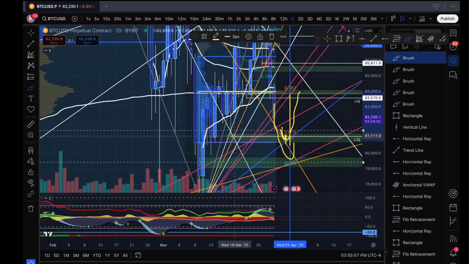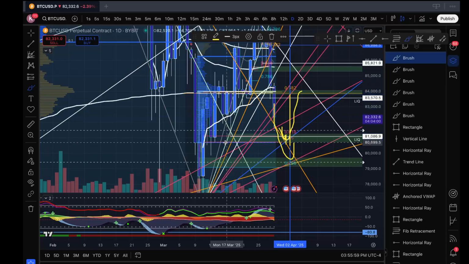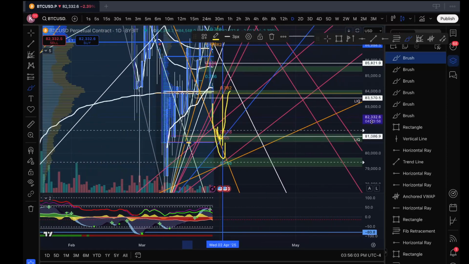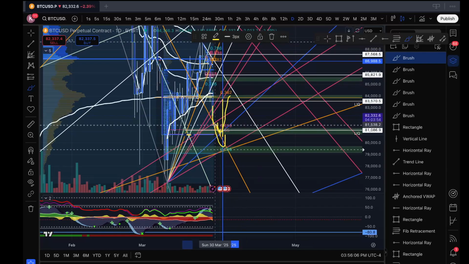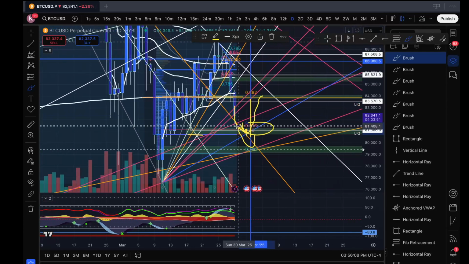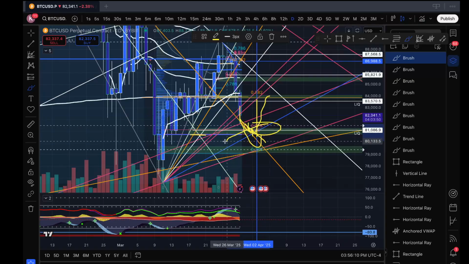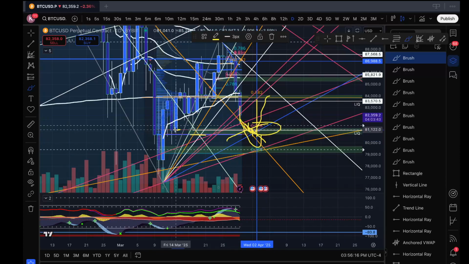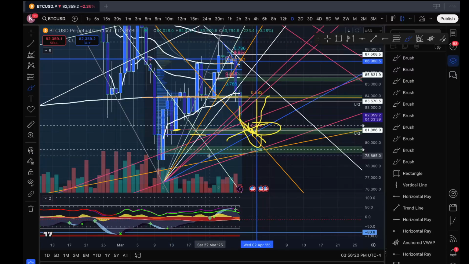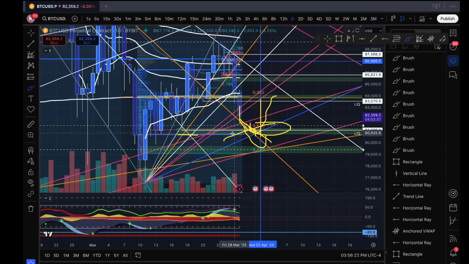We have a liquidity level right over here. We have that volume value area low. We also have the 618 area, as well as these two intercepting lines. There's a lot of different things, as you can see right over here. We also have a daily level that falls right on that as well. So there are a lot of different confluences showing in that specific area.